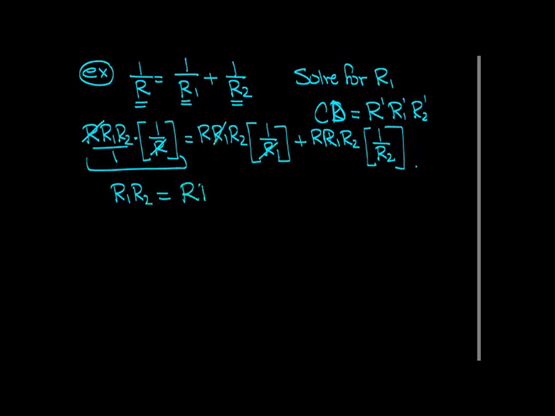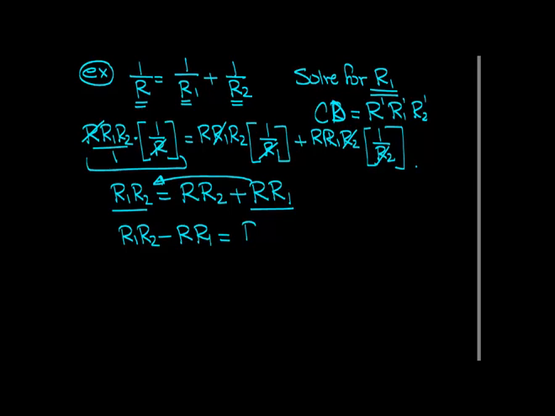I get R and R2. Out here, R2's cancel. We get R and R1. Now this is a very interesting problem, so you need to pay attention. I want to solve for R1, so I want all the terms that have R1 on one side. There's an R1 term, there's an R1 term. So I'm going to move this to the opposite side, so a positive will become a negative. I get R1 times R2 minus R times R1 is equal to R times R2.